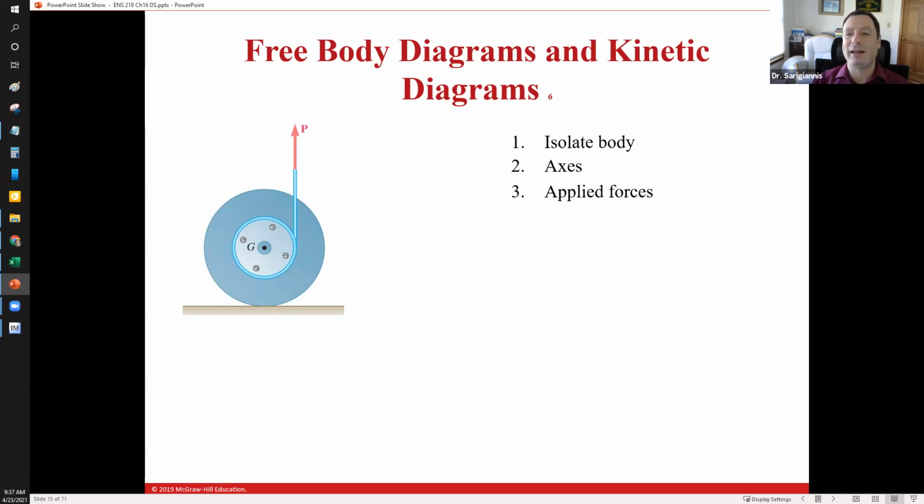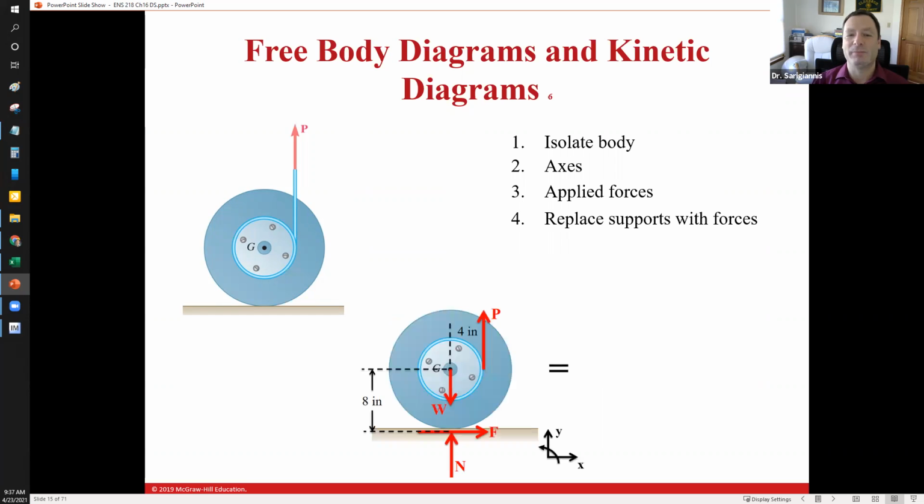So we're going to isolate the body, draw our axes, and put the forces in. So our body looks like this. And the way the forces are acting, we've got the force P acting up on the center right here. We've got the weight acting at the center of gravity. Notice the little G, right down. That's the combined weight of 10 pounds, I believe it is.